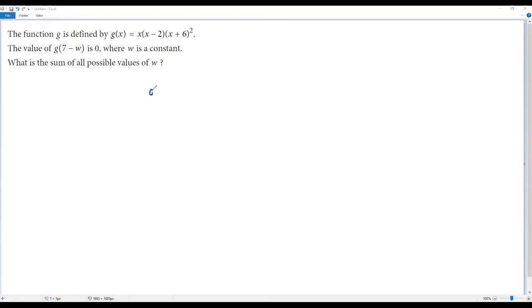That is g(7 − w) = 0. Here, this is the expression we have for g(x). Now, to get the expression for g(7 − w), we have to plug in 7 − w for each x in this expression. Then we get (7 − w)(7 − w − 2)(7 − w + 6)² = 0. Here, the product of three quantities is equal to 0.